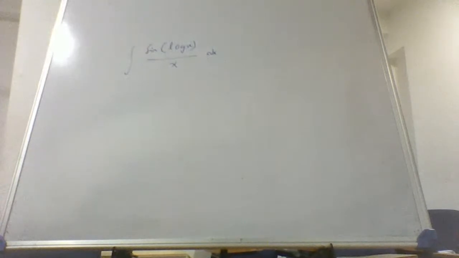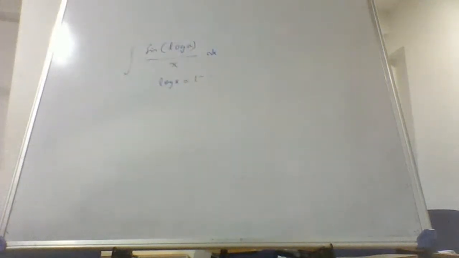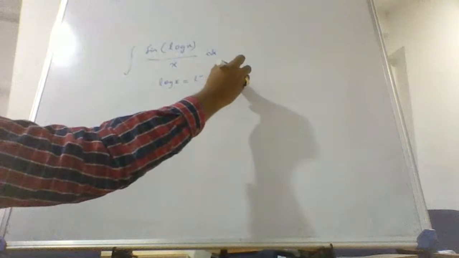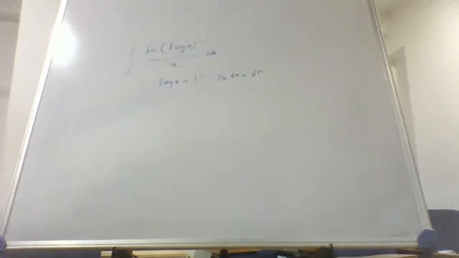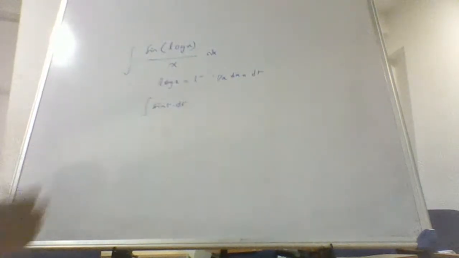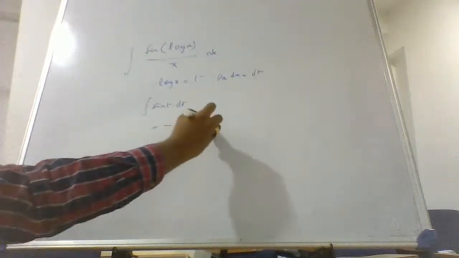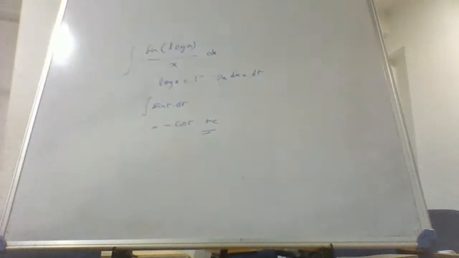Now let us put log x as some t. So I get 1 by x dx as dt. Fine. Now let us substitute 1 by x dx as dt and log x as t. So I get sine t into dt. The integral of this would be minus cos t plus c. So that will be the solution for the integral.